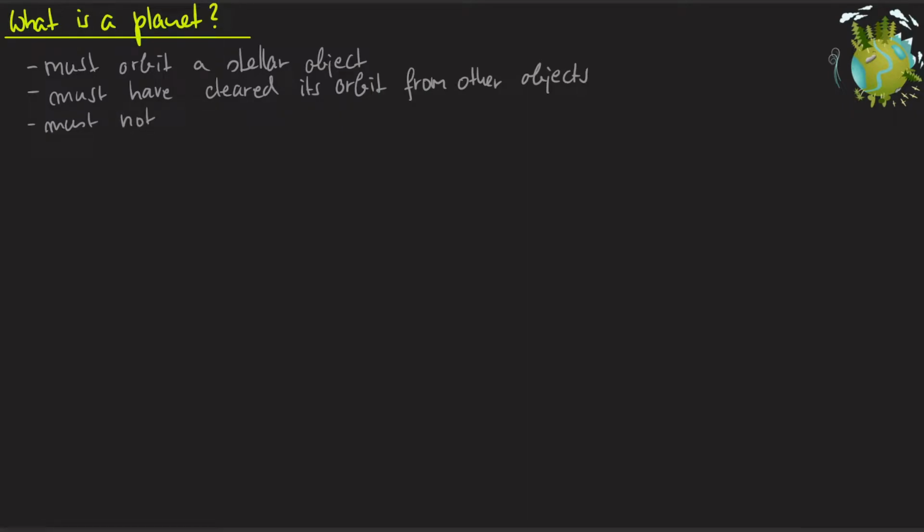The third one is that it mustn't exceed a certain mass limit. It's the mass of 13 Jupiter masses. The Jupiter mass is 1.8 times 10 to the power of 27 kilograms. If this mass limit is exceeded, then thermonuclear fusion of deuterium is starting, so it doesn't qualify as a planet anymore, more like a star, a brown dwarf.